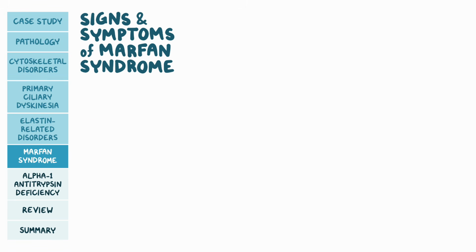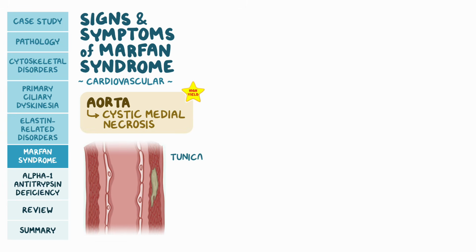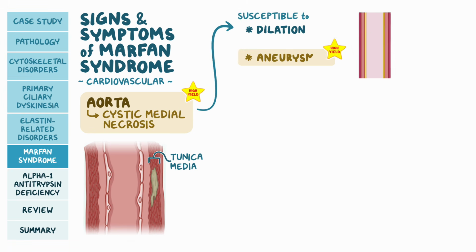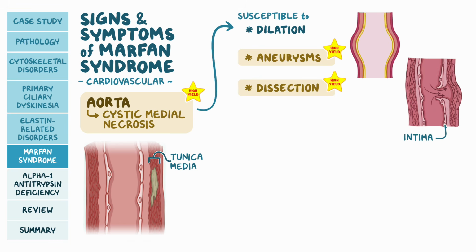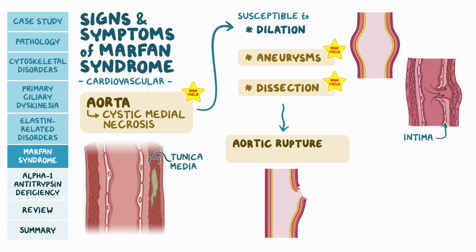The most serious features of Marfan syndrome, though, are cardiovascular. The aorta often undergoes cystic medial necrosis, which is when the tunica media, or middle layer of the aortic wall, degenerates. This makes the aorta susceptible to dilation and aneurysms, or outpouchings of the vessel, as well as dissection, where the intima, or inner wall, develops a tear, letting blood track into a false lumen in the vessel wall. And that's important to bear in mind, since it may lead to aortic rupture, which is a full-thickness tear that can cause internal bleeding and can be life-threatening.